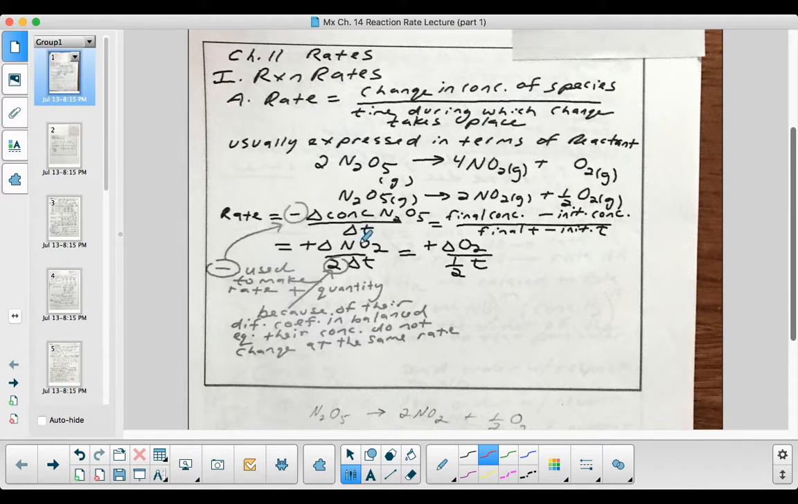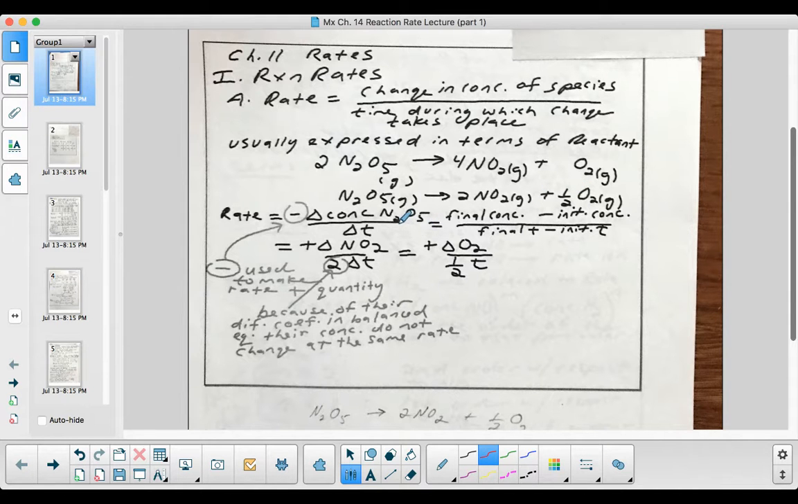And I can also express it in terms of the products. In this case, it would be the change in concentration of the NO2 relative to the time, but I have to divide it by 2 here. And then the same thing for the oxygen, change in concentration of the oxygen divided by 1/2. So what I've done is I've taken this equation and reduced it down to the simplest balancing coefficients.